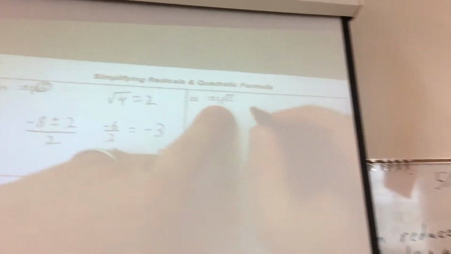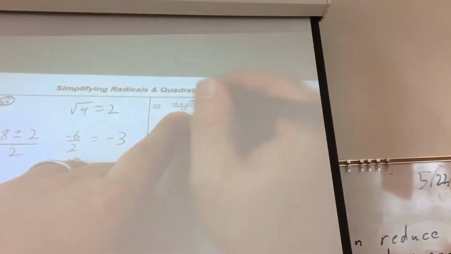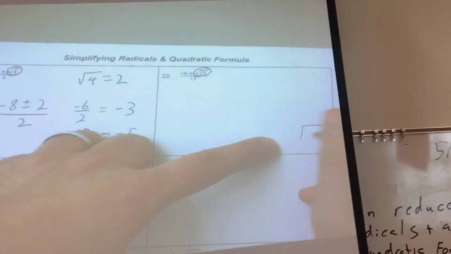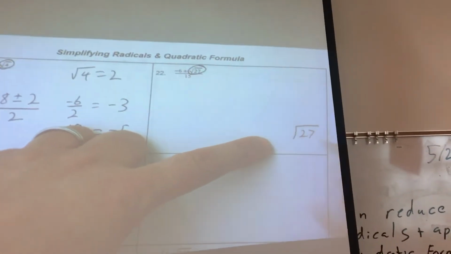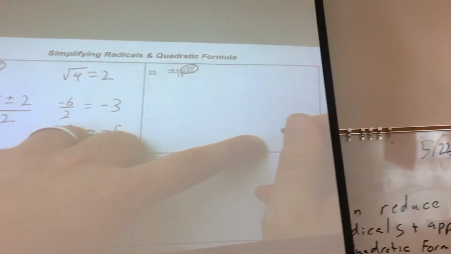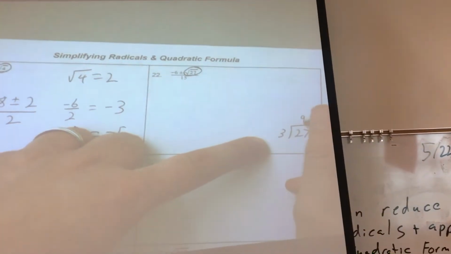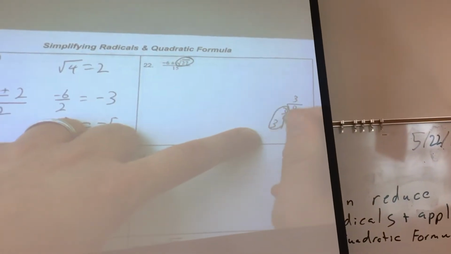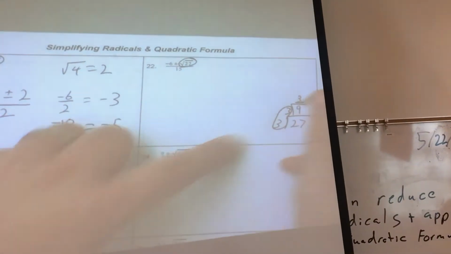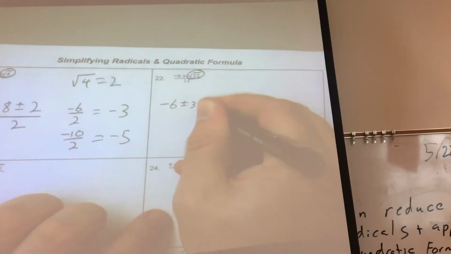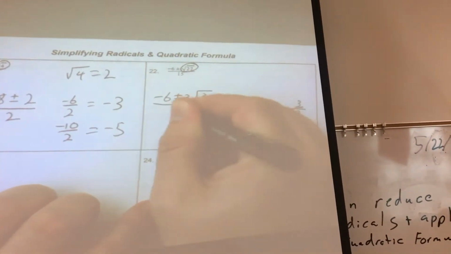However, when we come over here to 22, this is another type of problem that you're going to see. This square root of 27, I'm going to reduce that radical. That's 27. 7 plus 2 is 9. 9 is divisible by 3, so this is divisible by 3. 27 divided by 3 is 9. 9 divided by 3 is 3. I've got a pair of 3's, and I have a 3 left underneath. So this is negative 6 plus or minus 3 square root of 3 over 15.